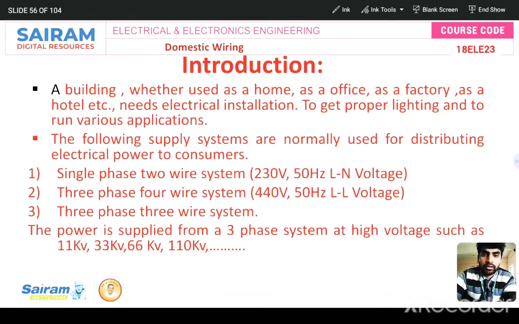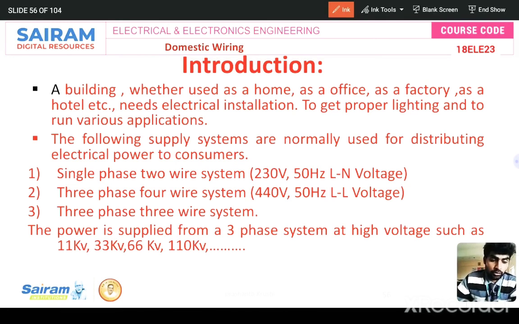Next, once again we'll do the introduction part. A building, whether used as a home, office, factory or hotel, needs electrical power supply. Everywhere electrical power supply is needed. It needs electrical installation also, to get proper lighting and to run the various applications. See, a refrigerator and a washing machine are present in our home, so we need a circuit, right? We need a power supply for running that equipment.